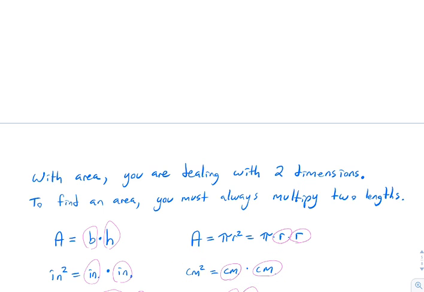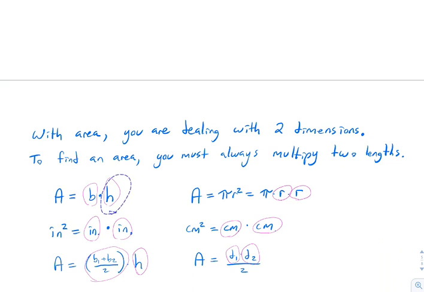Usually it's a base times a height or some version of that with perpendicular things. In a trapezoid, it's the average of the bases, which is one number, times the height, which is another number, right? So again, it's two things multiplied together to get that two-dimensional area. With the area of a rhombus or a kite, it's a diagonal times a diagonal divided by 2. With a circle, it's pi r squared, so you're multiplying the r times itself. So think about what happens then.